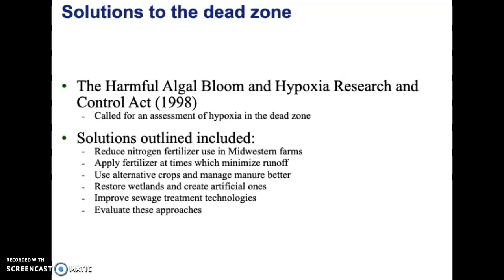We can restore wetlands and create artificial ones, which in turn causes a buffer zone where these plants can take in a lot of the phosphorus and nitrogen before it gets into the rivers. It kind of slows that spread and acts as a natural filter or a buffer zone. We can improve our sewage treatment techniques and technologies so that less sewage waste is able to get into our water system. And those are our most important ways to prevent that.